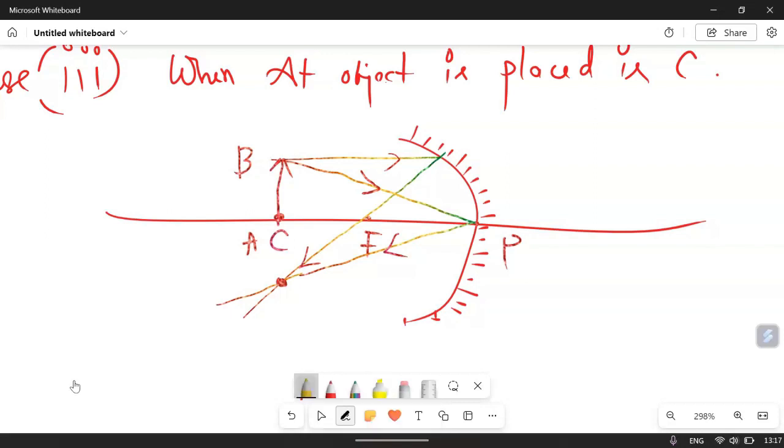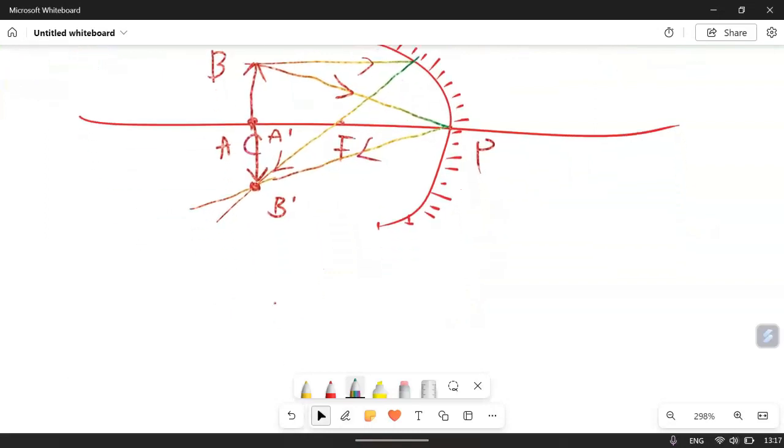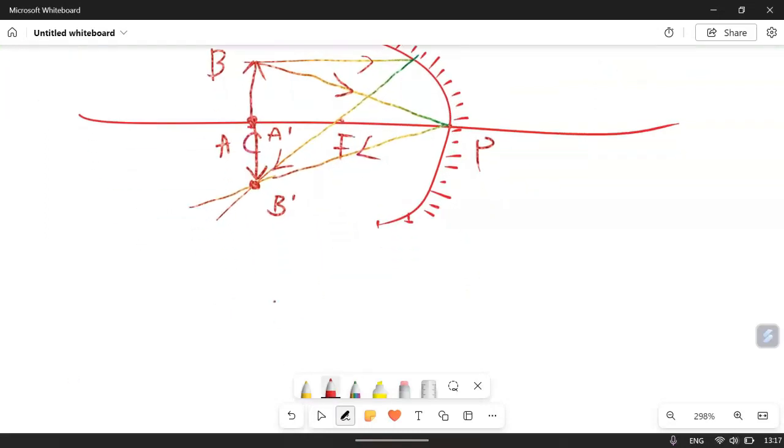Okay. So you can clearly see the image will form below like that. This is your image, and the image is named as A dash, B dash. Okay, the image is forming below here at the center of curvature. Got it? I hope you understand. So we can write down the image is formed at C.